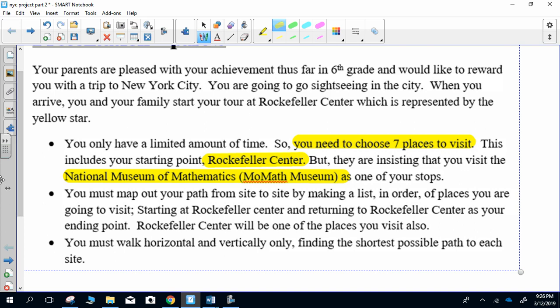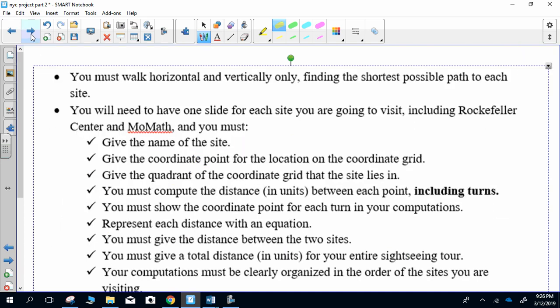On the map, like I said, you're going to start at Rockefeller Center and you're going to end at Rockefeller Center. So you do have to make a circle through your things. You must walk horizontally and vertically, just like we did with the amusement park when we kept going to all these different places. And you want to find the shortest possible route. So you want to take the least number of steps because, like I said, you're walking. So it's going to take a lot out of you.